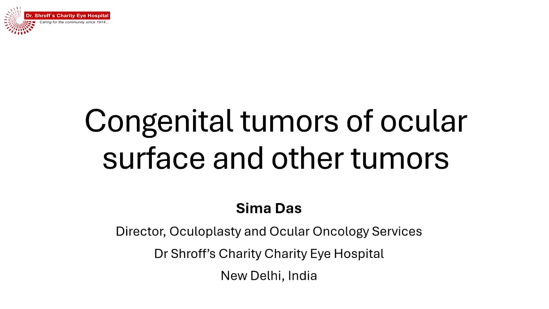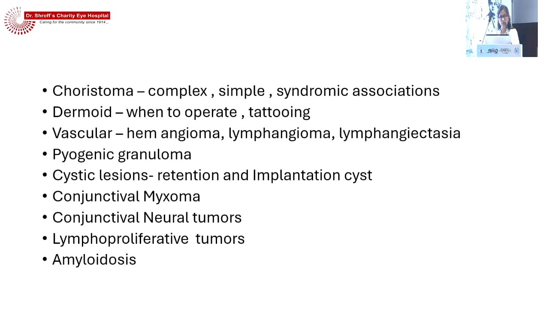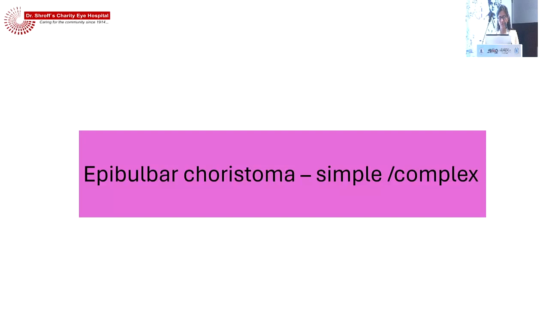On ocular surface tumors, I'll be talking about the congenital tumors of the ocular surface and a few other non-epithelial tumors. So these are mainly the list of the common things that we see on the ocular surface other than the epithelial tumors and OSSN, which of course remains the major chunk. And I'll try to cover some of them as case-based scenarios.